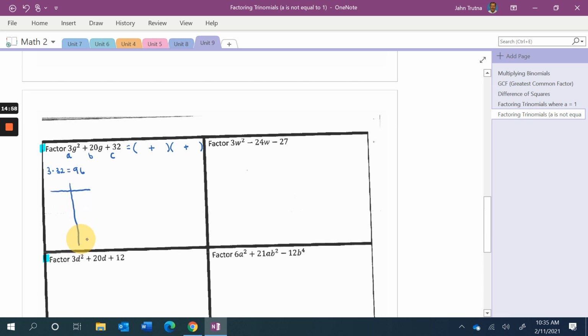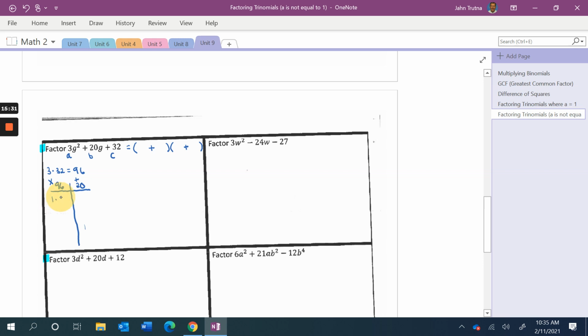In order to find what my two numbers are that I'm going to put in my factors, I take that 96, that's my first column, and that first column always represents multiplication. Then I take my b value, which is 20, I make that the top of my second column, and that is addition. So now it becomes a mathematical puzzle. And the puzzle is find me two numbers that multiply to make positive 96, but those same two numbers have to add to make positive 20.